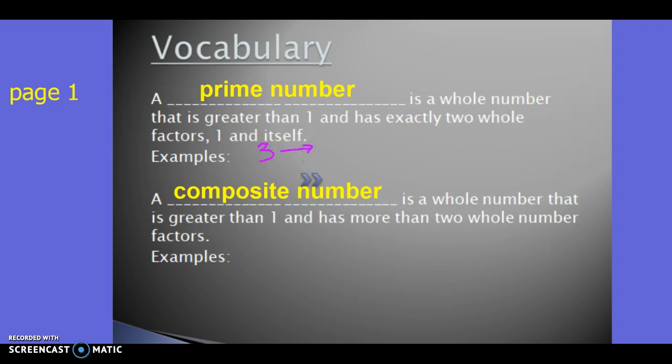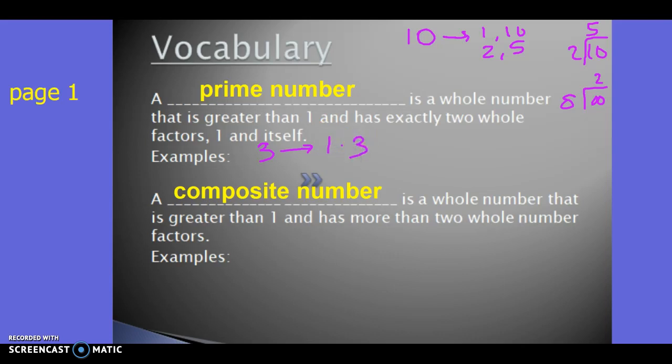What is a factor? A factor is a number that divides evenly into another number. So, for instance, some factors of 10 would be 1 and 10, because 1 times 10 is 10, and 2 and 5, because 2 times 5 is 10, and those numbers would go evenly into 10. 10 divided by 2 is 5, it goes evenly, there's no remainder. 10 divided by 5 is 2, it goes evenly, there's no remainder. So that's what factors are, and prime numbers only have as factors 1 and themselves.